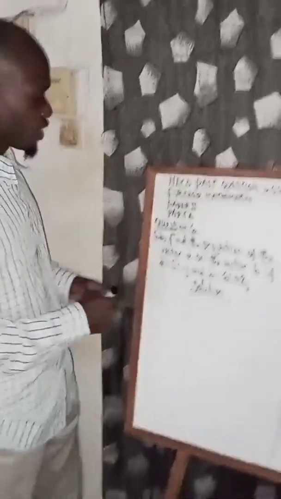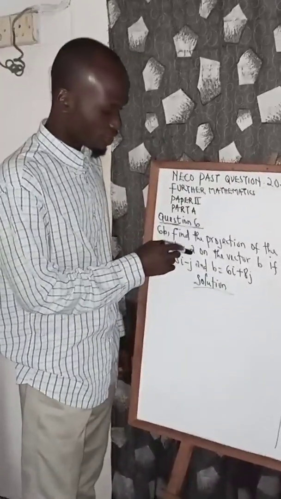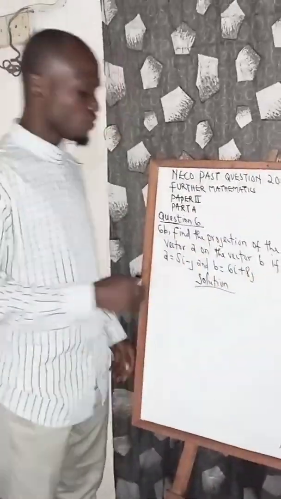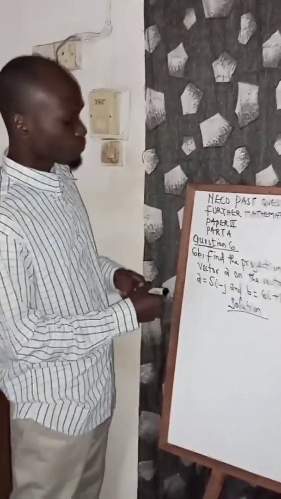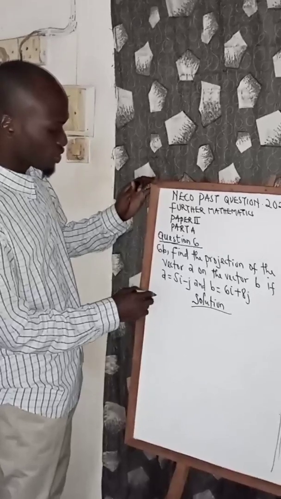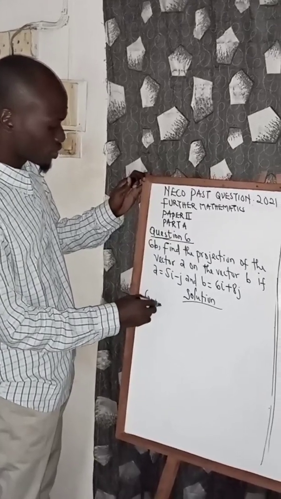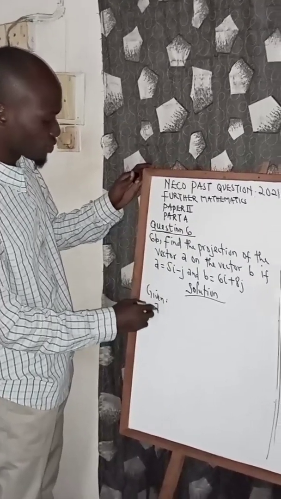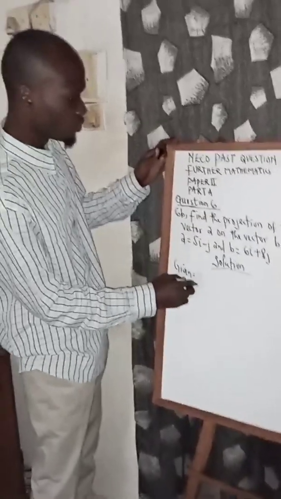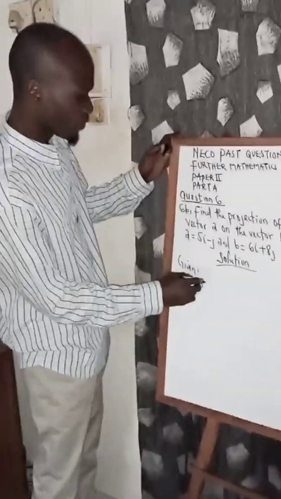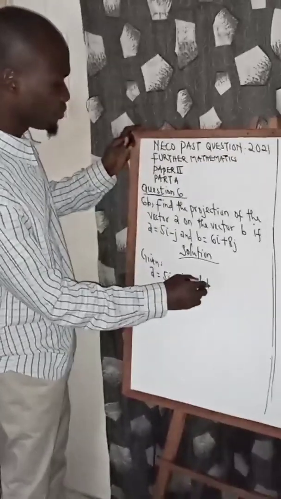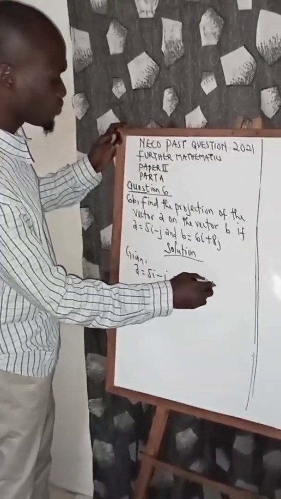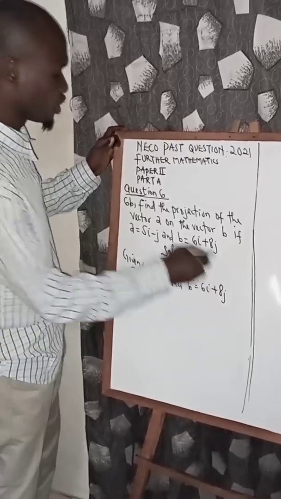Now, we are asked to find the projection of vector A on vector B. We have a standard formula for that. So, let us write the given vectors first. Vector A equals 5i minus j, and vector B equals 6i plus 8j.